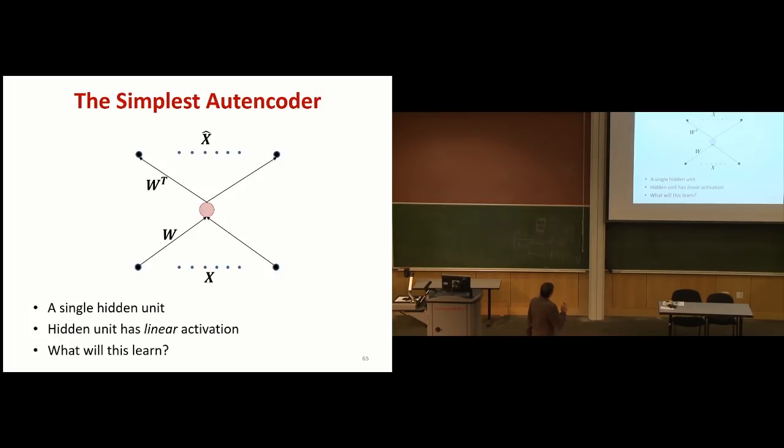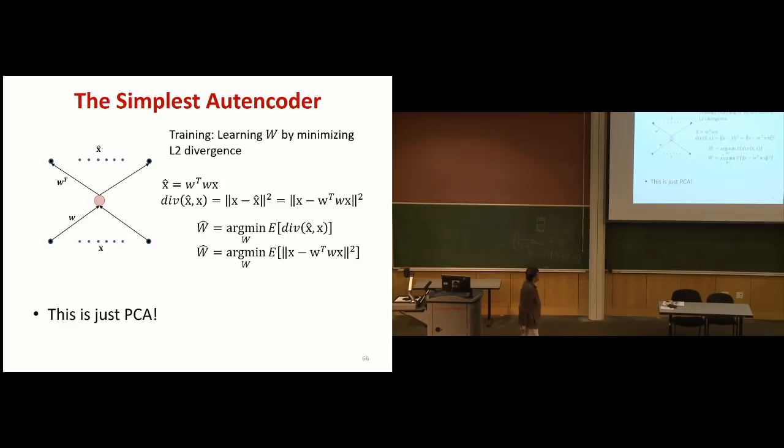What is it actually going to learn? It's very simple. The output of this neuron is simply going to be W times X. The reconstruction is going to be W transpose times the output of this neuron, which is W transpose times W times X. The error that you're trying to minimize is the error between the desired output, which is the input itself, and the actual output, X hat, which is W transpose times W times X. So this is the error that you would try to minimize in this case. If I expand it out, it's just this term. And what is this minimization? This is just principal component analysis.